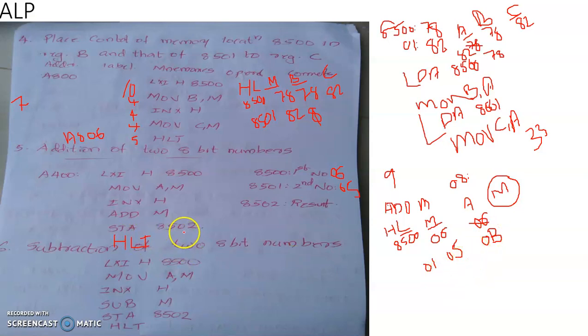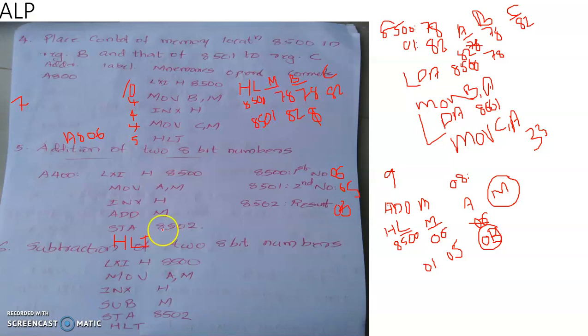Next instruction is STA 8502. Of course, there is no question of any carry. 8502 will be stored with the content of the accumulator. The accumulator now has the content 0B. 0B is loaded to the location 8502. Now you can end this program, that is HLT. So this is a program to add two 8-bit numbers provided there is no question of any carry.